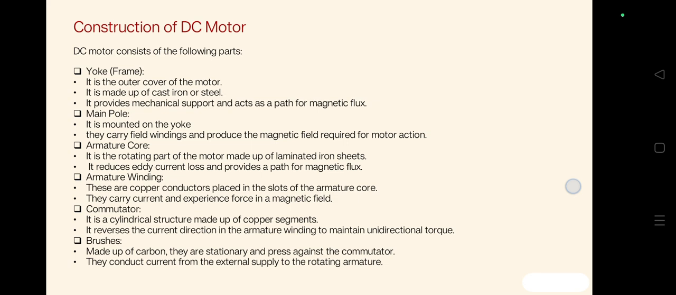Brushes. Brushes are made up of carbon. They are stationary and press against the commutator. Their function is to conduct current from the external DC supply to the rotating armature. Without brushes, current cannot enter the armature.